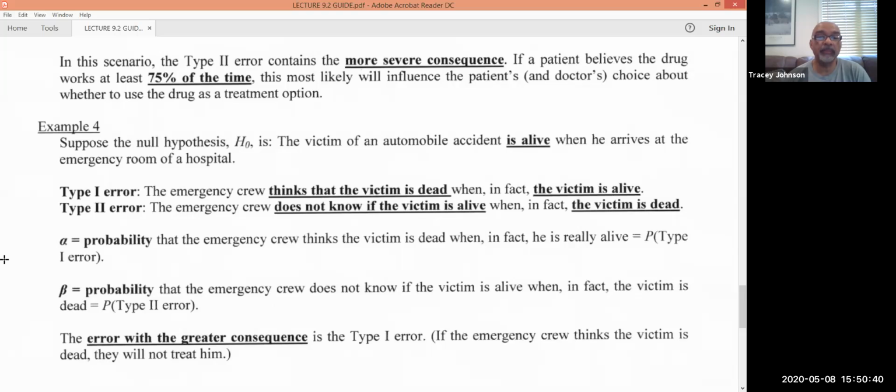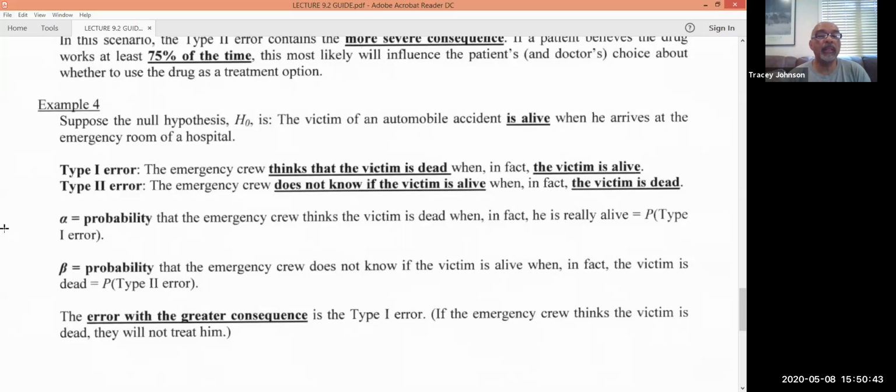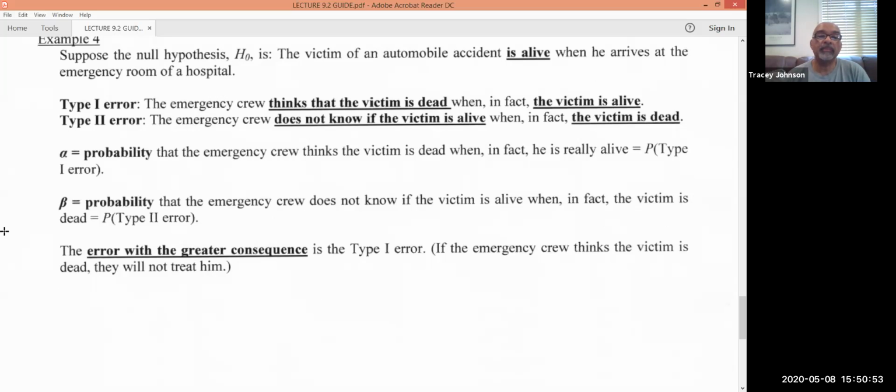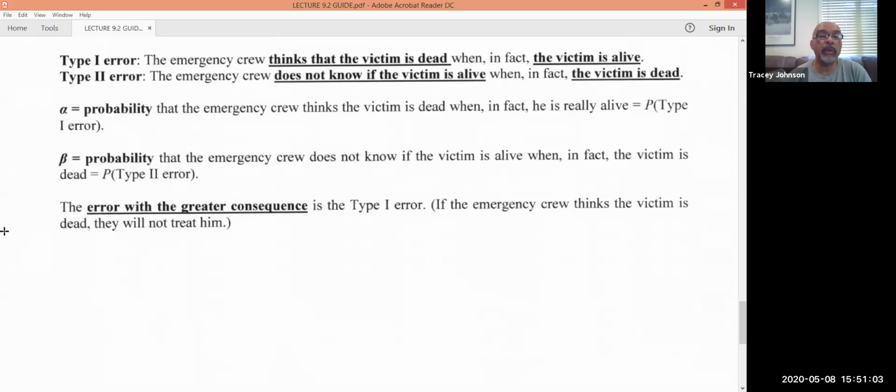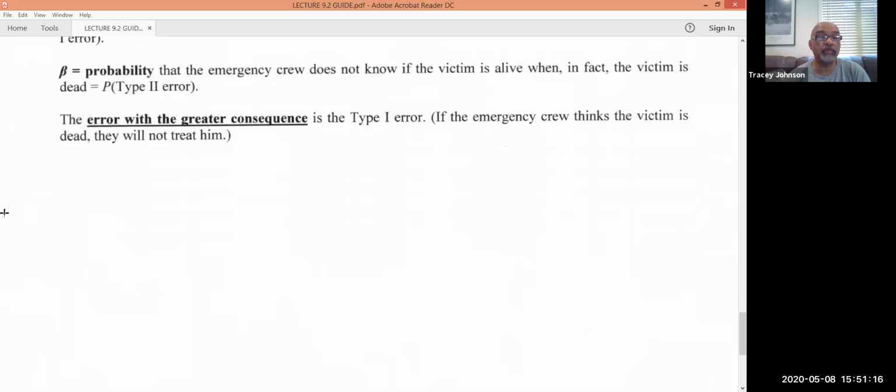All right, so alpha is the probability that the emergency crew thinks the victim is dead when in fact he is really alive, right? This is the probability of the type 1 error, alpha. Or beta is the probability that the emergency crew does not know if the victim is alive when in fact the victim is dead. This is the probability of a type 2 error. So in this case, the error with the greater consequence is the type 1 error. If the emergency crew thinks the victim is dead, then they probably will not treat that person.